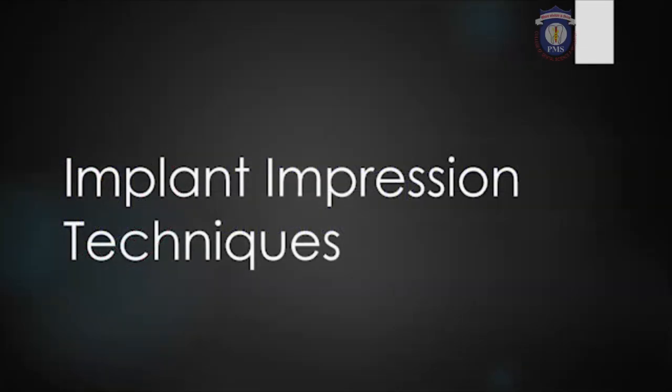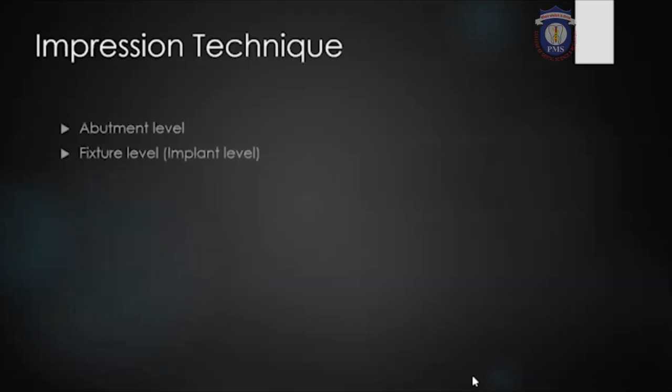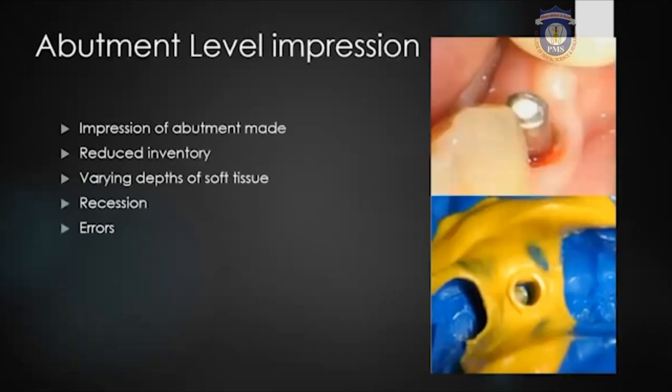Today we're going to discuss implant impression techniques. What are the different impression techniques for implants? To record impressions for implants, we have different techniques. They are basically classified into two: abutment level and fixture level, also known as implant level impression technique. So what is basically an abutment level impression?